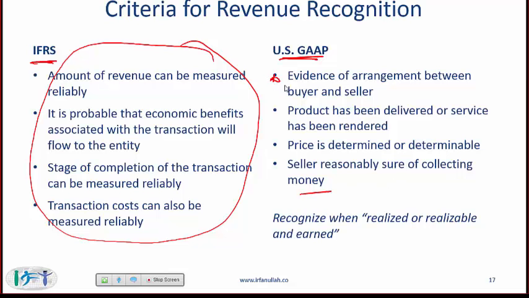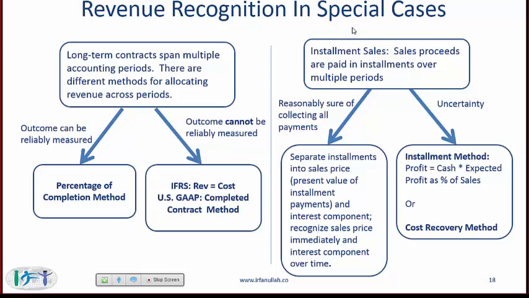Now, just as a slight clarification of the first point, evidence of arrangement between buyer and seller: if it's a cash transaction, then that cash transaction is also evidence that the transaction took place. Sometimes you'll see this phrase, realized or realizable and earned. So if the revenue has been earned, in the sense that the product has been delivered or the service has been delivered, and the money is either received or you are sure you will receive the money, then you can recognize revenue.